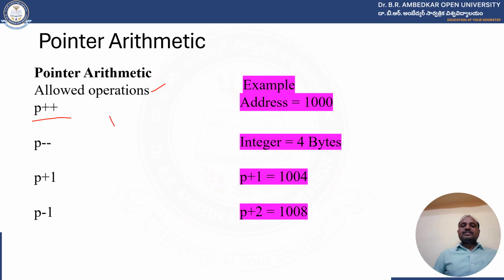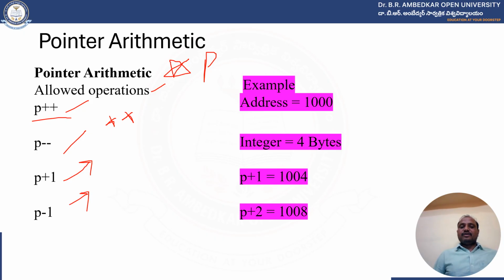Plus plus is the increment operator, we know. For example, p, we are thinking of it as a pointer. Asterisk p is a pointer. So p plus plus, the increment operator, is acceptable, and minus minus, decrement, is also acceptable in pointer arithmetic. P plus 1, we can add one value to the pointer, and p minus 1 we can decrement the value also.